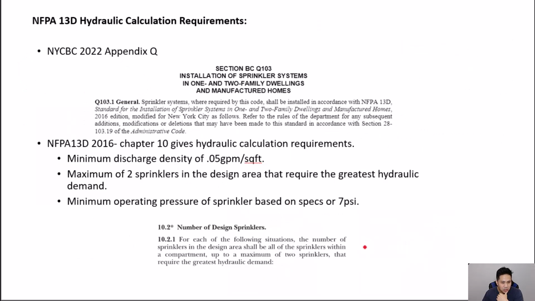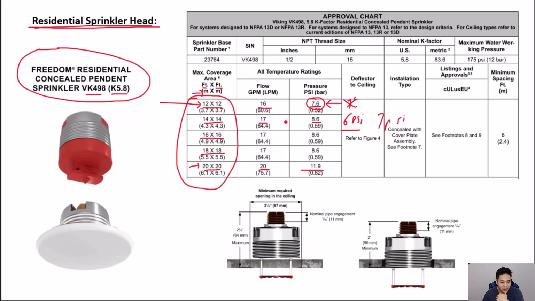Because here it shows that minimum operating pressure is based on specs or 7 psi, and it's going to be whichever is larger. So here, if it was 6, we would use the 7, since 7 would be the larger or the higher psi requirement. In this case, 7.6 is the larger of 7 and 7.6, so we would use the 7.6 psi in our hydraulic calculations in this example to get this minimum throw that we need.